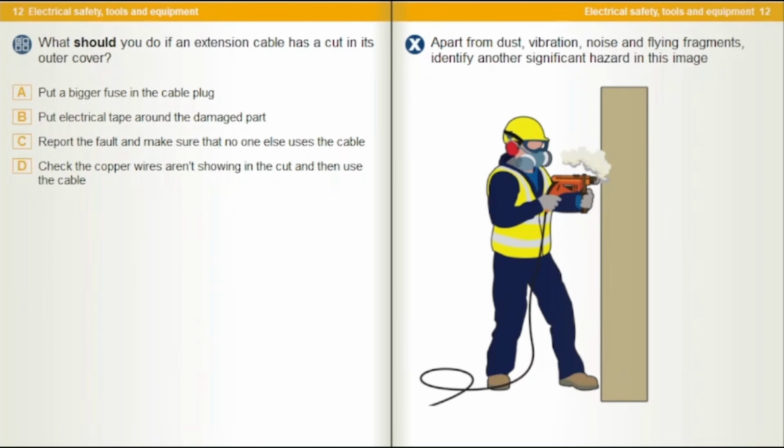Apart from dust, vibration, noise and flying fragments, identify another significant hazard in this image.